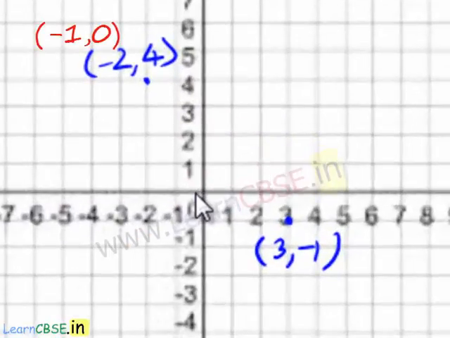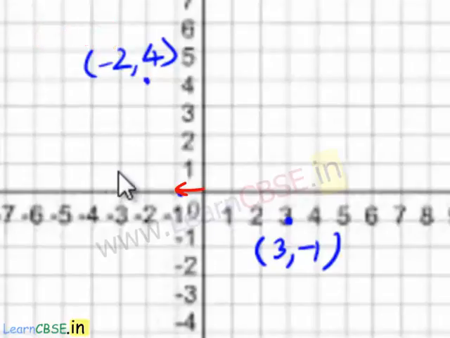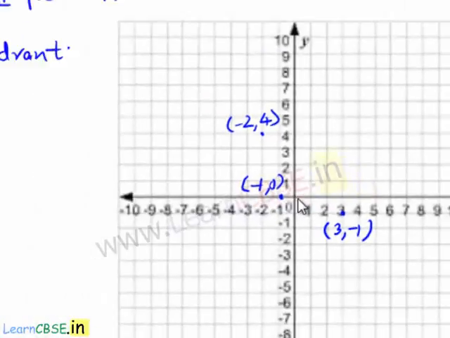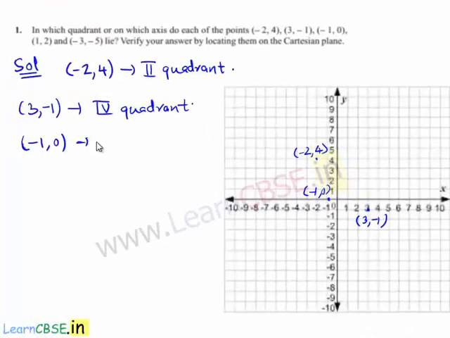Starting from the origin, since the x coordinate is given as -1, we move 1 unit along the negative direction of the x-axis, and further from here, since the y coordinate is given as 0, the point remains in this position only. So the point (-1, 0) will be here. Hence, it lies on the negative direction of the x-axis.